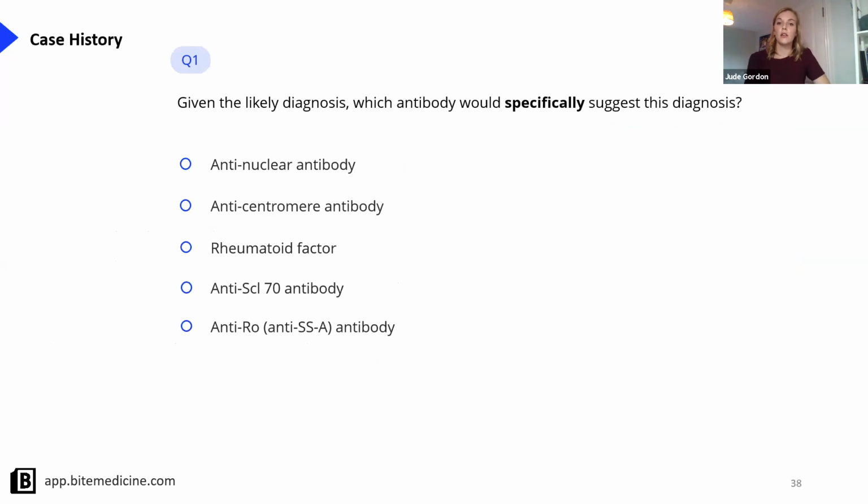So given the likely diagnosis here, which antibody would specifically suggest this diagnosis? There are some here that might be positive in this diagnosis, but could be positive in other things too. So which one specifically suggests this diagnosis?